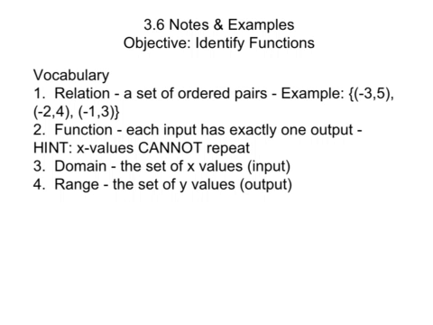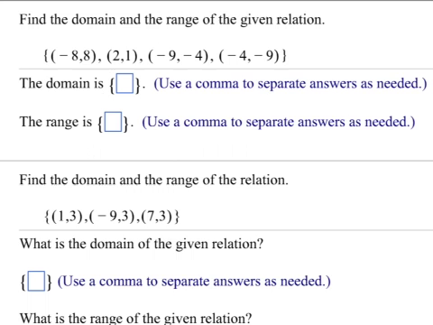Now let's go on to the examples in this homework. Number 1 of your homework says find the domain and range of the given relation. The relation is the set of ordered pairs (-8, 8), (2, 1), (-9, -4), and (-4, -9). Remember that the domain is just the x values in this relation. So that would be -8, 2, -9, and -4. And I'll write those separating them using commas. So the domain of this relation is -8, 2, -9, and -4.